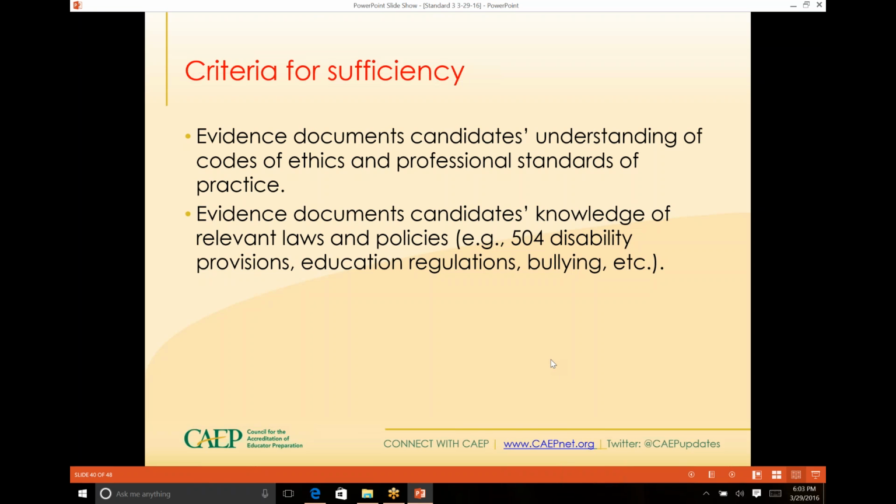So CAEP's going to deem you having met this with sufficiency if you can demonstrate that your candidates understand professional standards of practice and that they know relevant laws and policies.